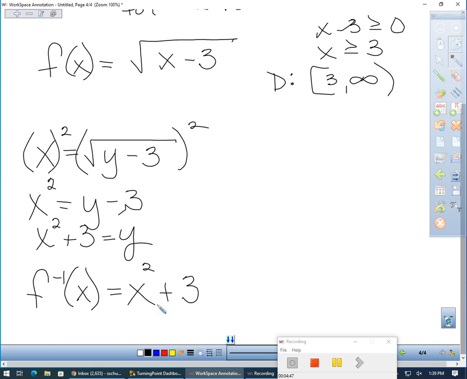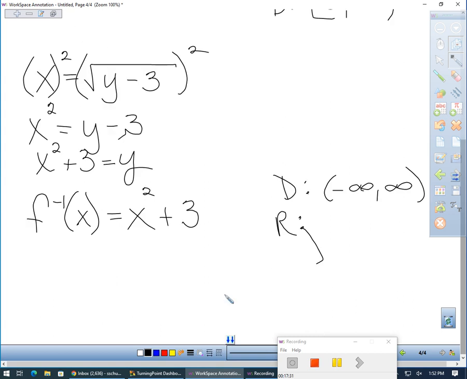All right, now, domain for this one. Is there an x in the denominator? Is there an x in the square root? Good. Negative infinity to infinity. The range for this one. Talk about the range here.